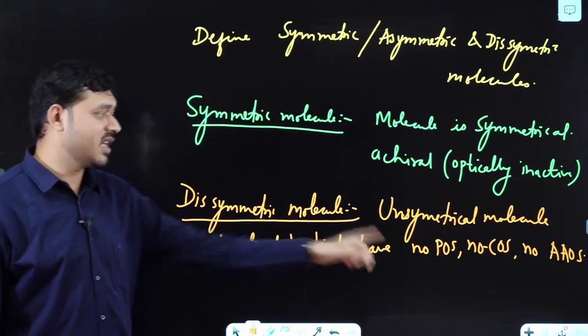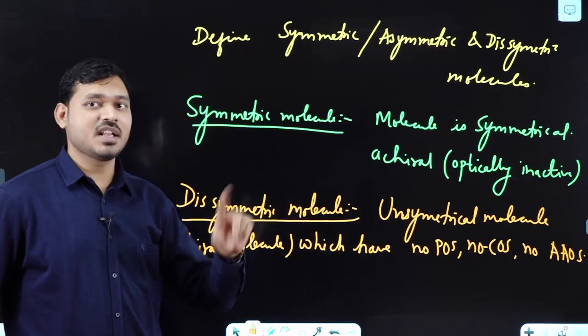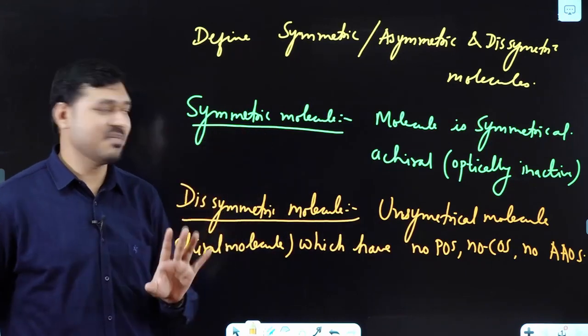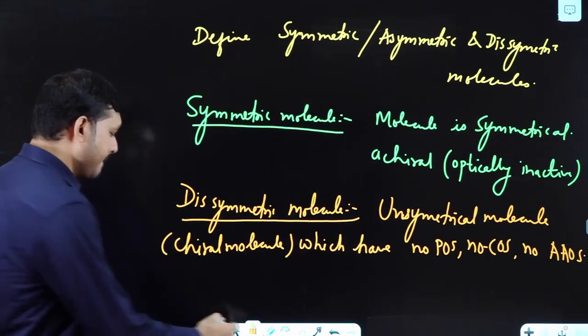You remember these three symmetry means if a compound is having any of this symmetry, then the compound will be symmetrical. Remember, so dissymmetric simply means it is not having all these three. Okay.